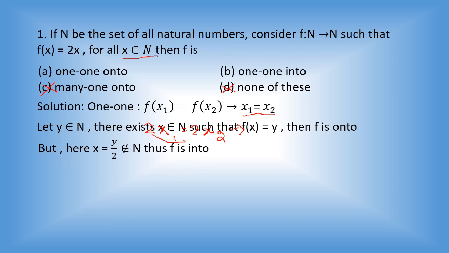Here we can write x as y divided by 2. That does not belong to N, because N is the set of natural numbers. So y by 2 is not a natural number. Clearly this is not onto. Therefore f is into. The function is one-one and the function is into. Therefore, option B.